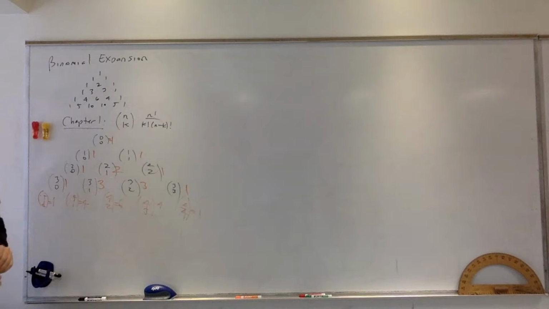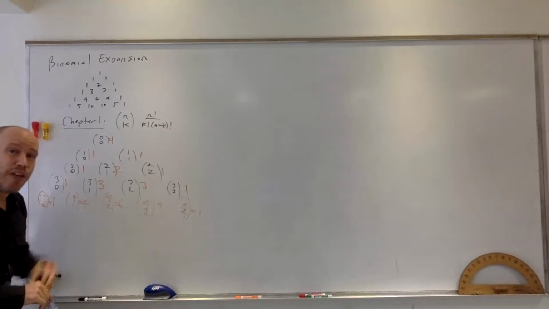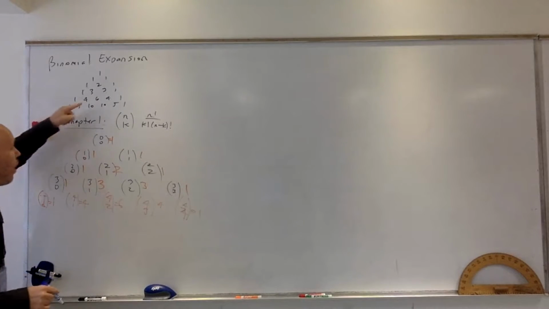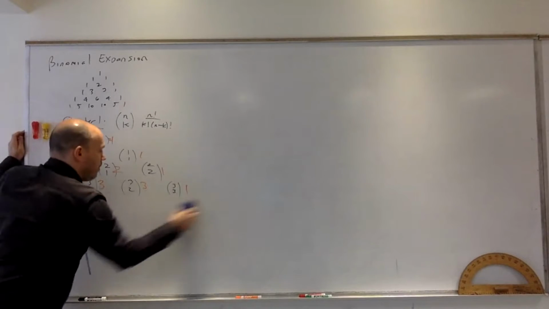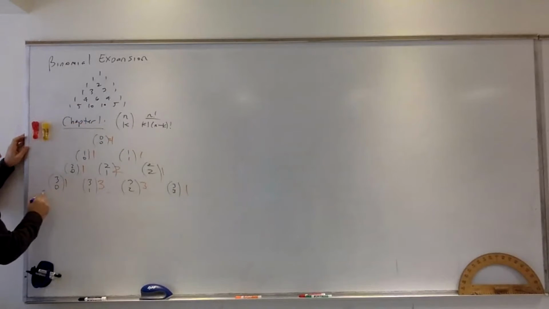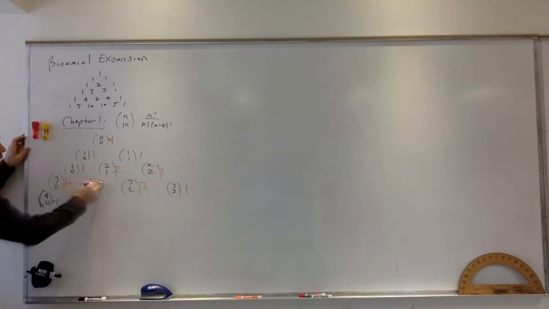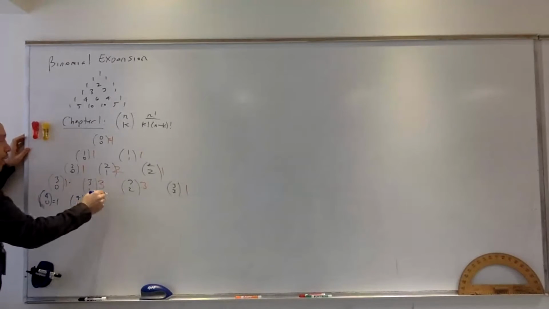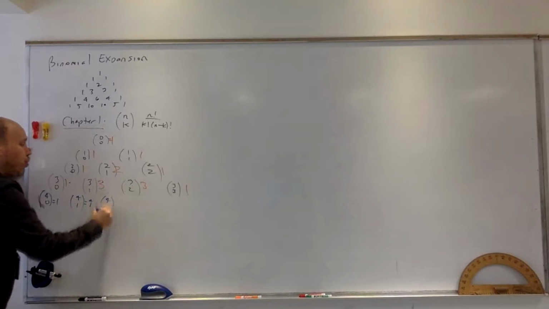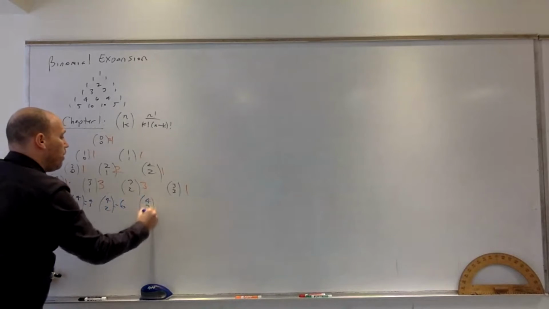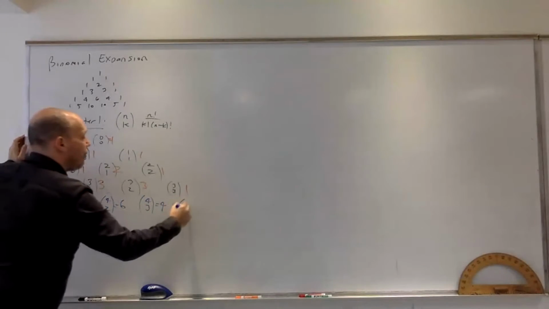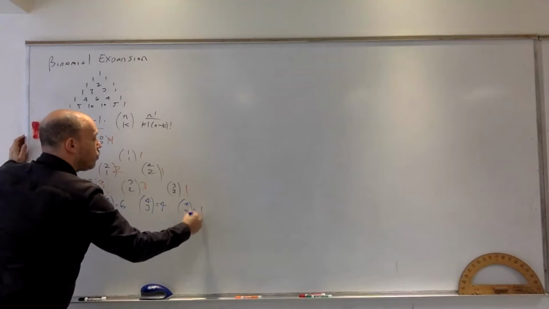So if you wanted to quickly figure out combinations of 4 choose, you just go along the chart. Let me erase this. Sorry. So we can do 4 choose 0 is 1. 4 choose 1 is 1 plus 3, which is 4. 4 choose 2 is 6. 4 choose 3 is 4. And 4 choose 4 is 1.